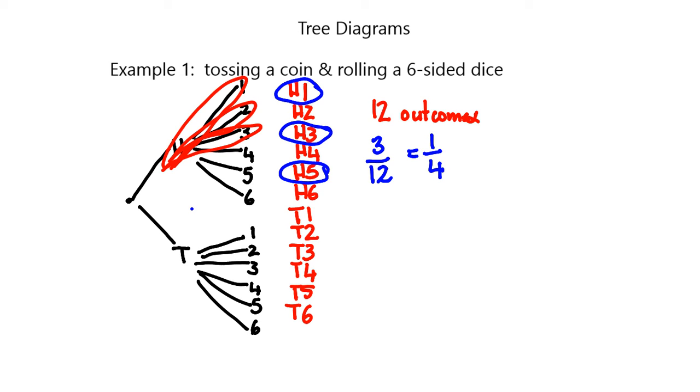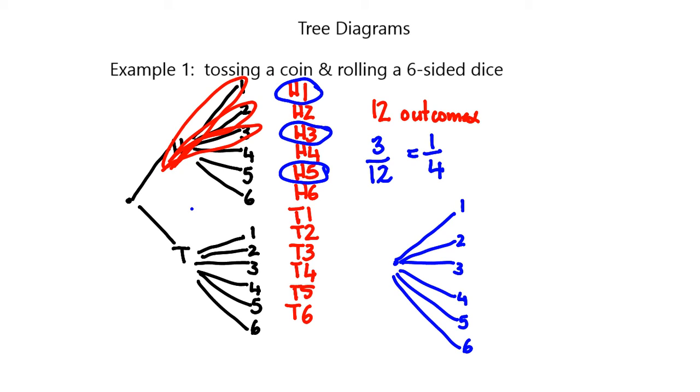Now in this instance, I drew my heads and tails, my coin, first. I would get exactly the same results if I started with the dice. So I could say, when I roll my dice, I can get a 1, a 2, a 3, a 4, a 5, or a 6.